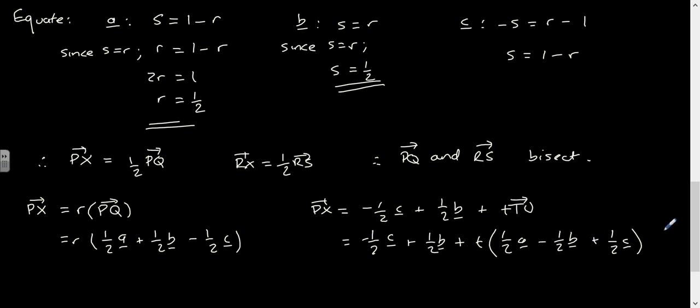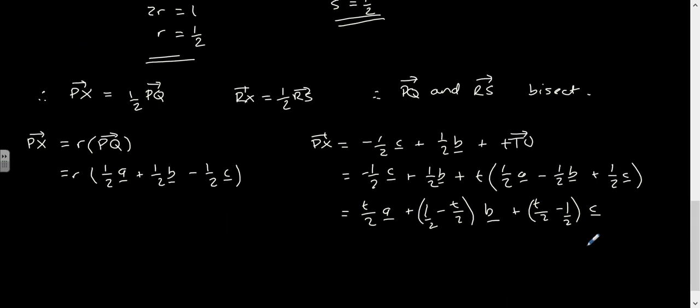A lot of working to keep track of here. Which is, let's see, how many A's do we have? We've got t over 2 A. How many B's do we have? We've got half minus half t. So we've got 1 minus t over 2 lots of B. And then how many C's do we have? Minus a half plus a half t. So we've got t minus 1 over 2 lots of C. Okay, so now we have our vector PX in terms of TU.